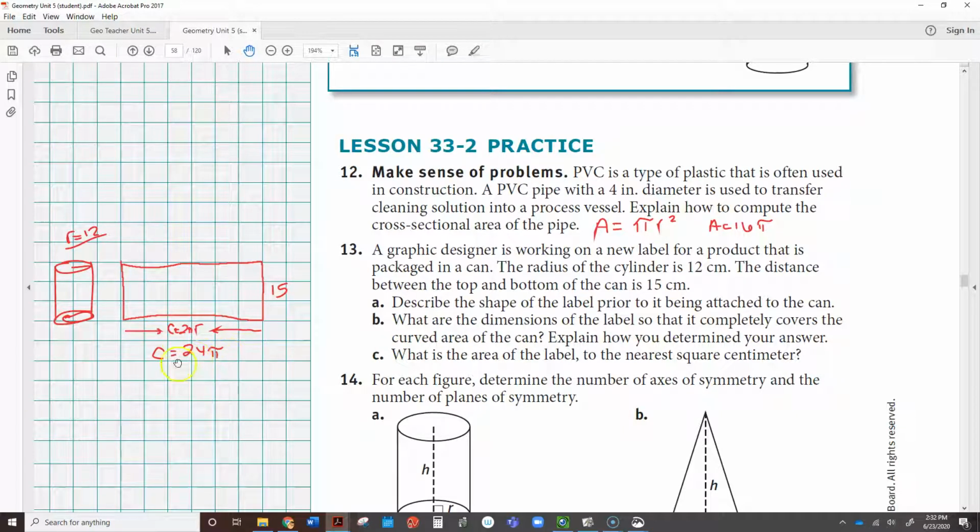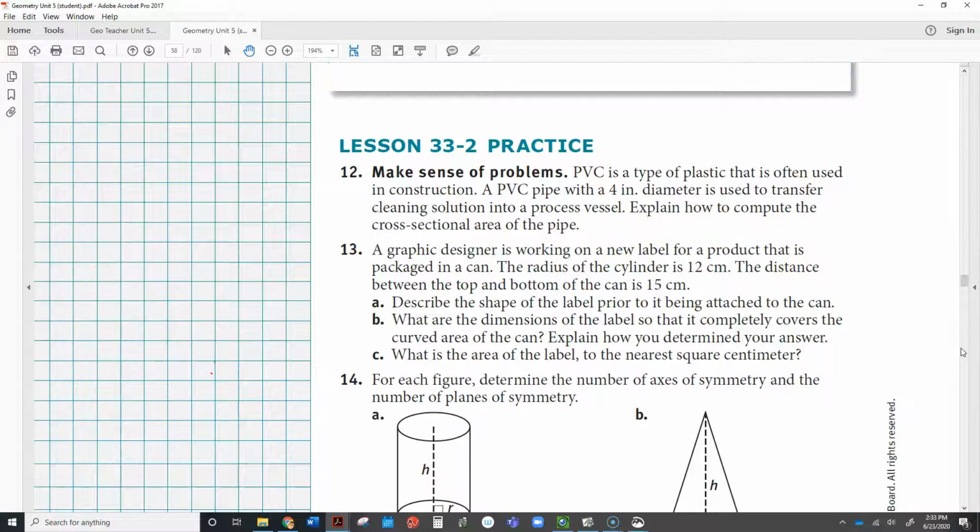So what are the dimensions of the label? It's 24 pi, and if we need an approximation, 24 pi is about 75.4. What are our units? Centimeters. So it's going to be about 75.4 centimeters. That's going to be the circumference.